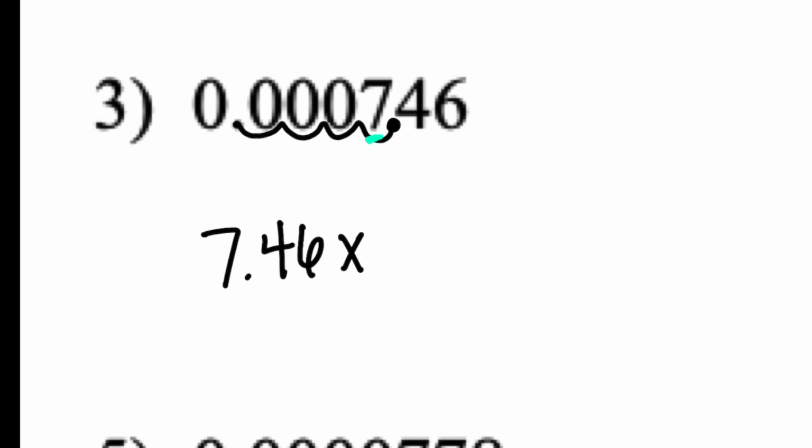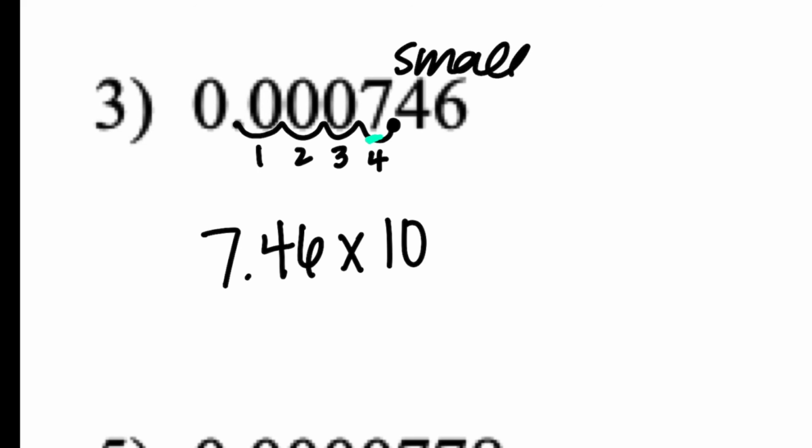All right, our next one, we're going to move the decimal 1, 2, 3, 4 places till it's right after our very first non-zero digit, and we'll write it 7.46 times 10, and we move the decimal 1, 2, 3, 4 times. And because this is a very small number, we know our exponent is going to be negative.